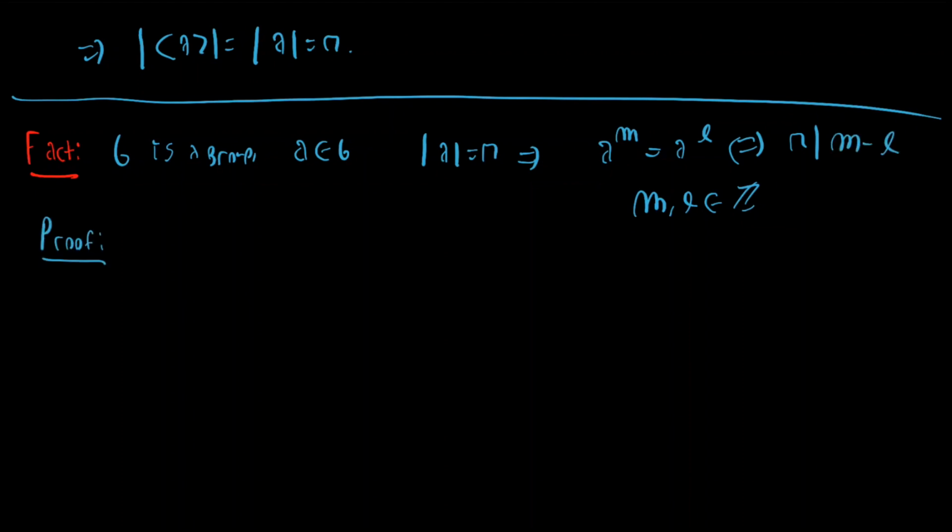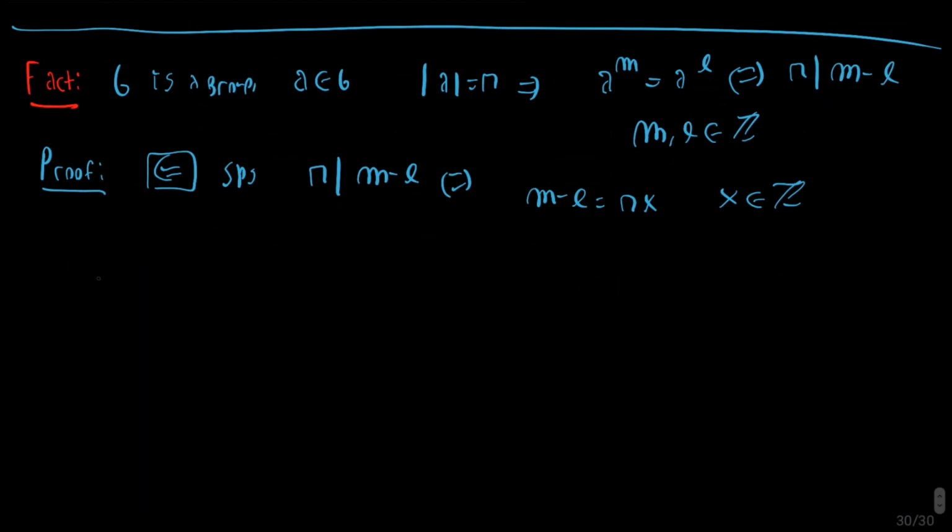Again, here the proof is pretty simple and straightforward. We will start with the reverse implication because it's the easier one. So let's suppose that n divides m minus L. In other words, we know that m minus L can be written as n times x, where x is an integer. Okay, but then we have that A to the m minus L can be written as A to the n times x, which is the same thing as A to the n to the x.